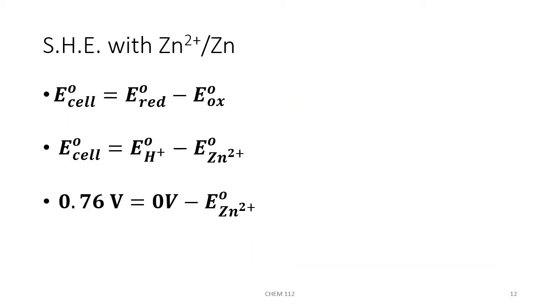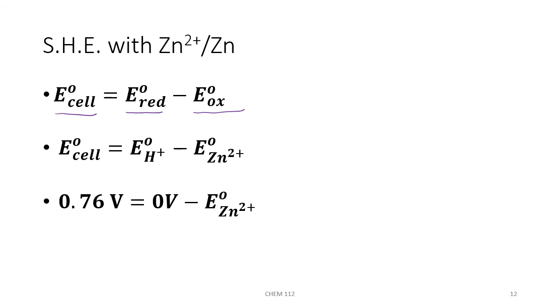So what would our calculation look like this time? Our standard cell potential, which we measured from the voltmeter, is calculated by taking the standard reduction potential for our reduction half reaction, which in this case was the hydrogen this time. This time hydrogen was reduced, minus the standard reduction potential of our oxidation half reaction, which we had our zinc being oxidized. So we've kind of flipped it. Last time our copper was reduced and our hydrogen was oxidized. In this reaction, we saw experimentally that our hydrogen got reduced and our zinc was oxidized.